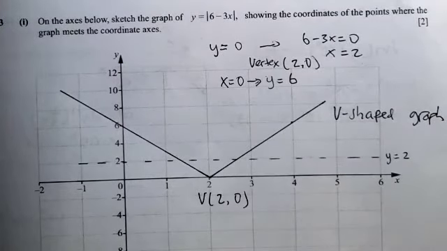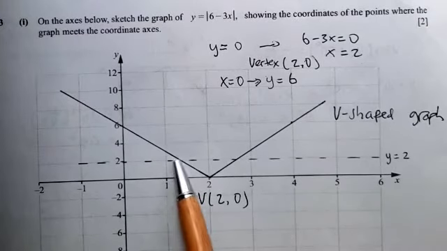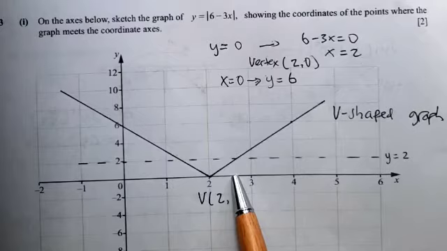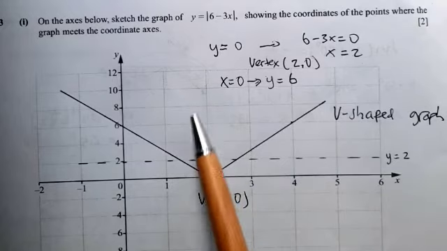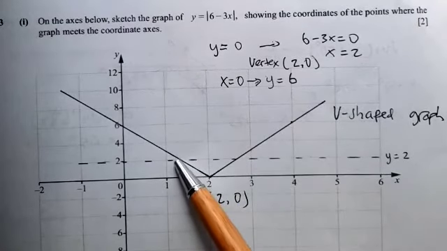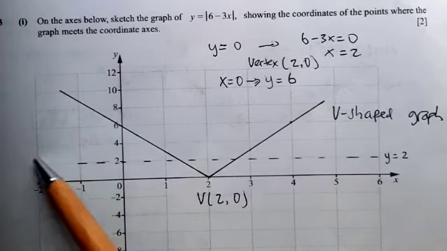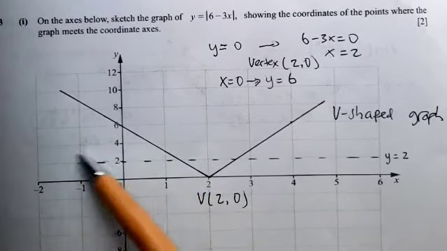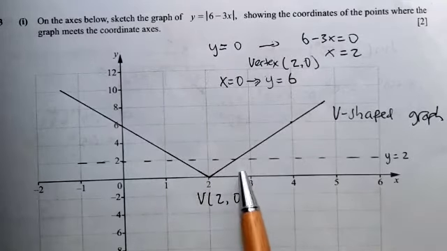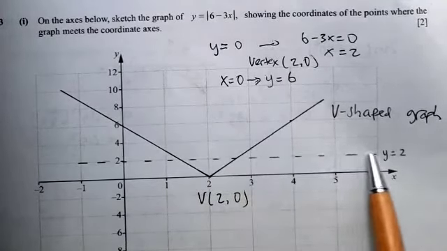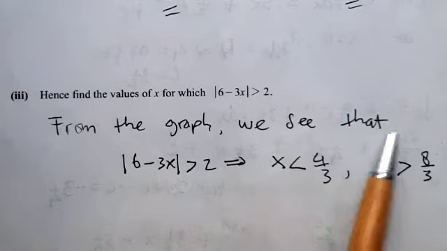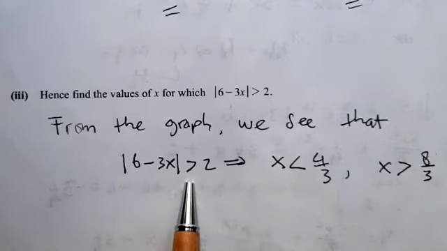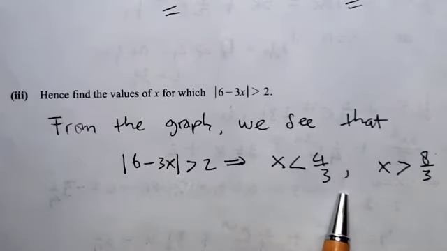We already calculated that x here is 4 over 3, and x here is 8 over 3. Thus the absolute value of 6 minus 3x is greater than 2 when x is in this area, or in this part, that is when x is less than 4 over 3, or when x is greater than 8 over 3. So from the graph we see that the absolute value of 6 minus 3x is greater than 2 when x is less than 4 over 3, or x is greater than 8 over 3.